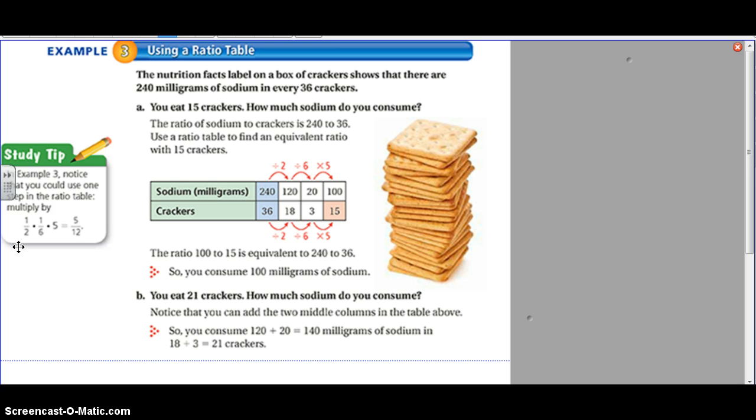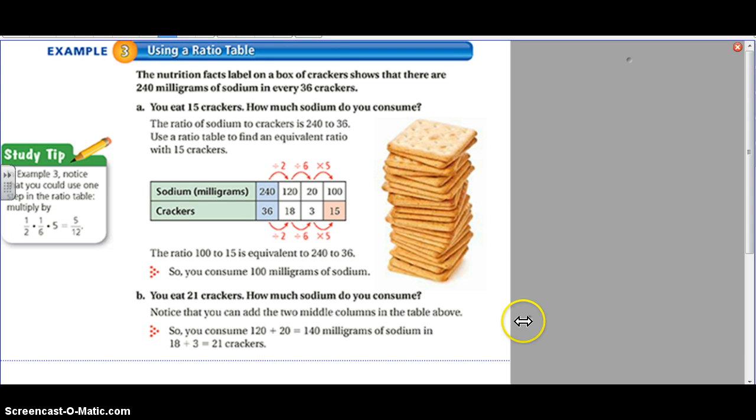B, you eat 21 crackers. How much sodium do you consume? Well, you'll notice that you can add the two middle columns in the table above. So, if you consume 120 milligrams of sodium plus 20 milligrams, that's 140. And the reason we know that answer is because they started on the bottom. They added 18 crackers plus 3 is 21 crackers. So if I did 18 plus 3, then I must have to do 120 plus 20. And that'll give me my 140.